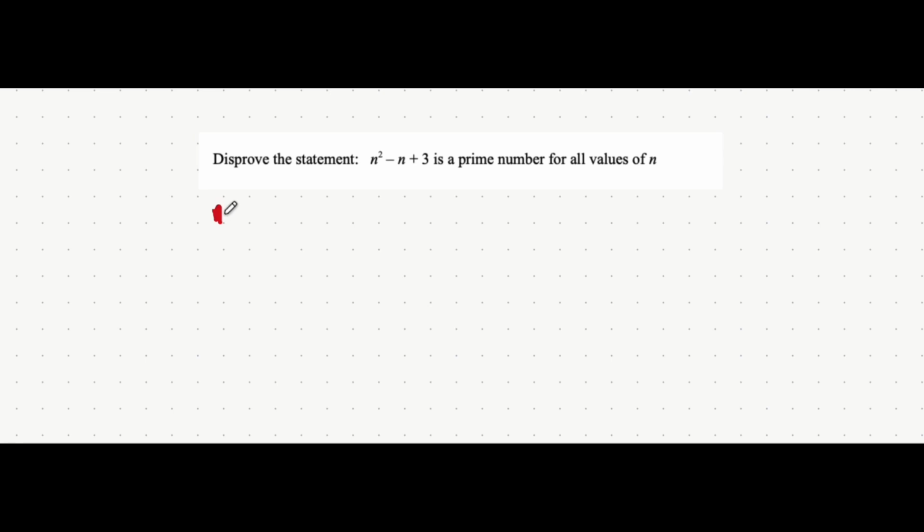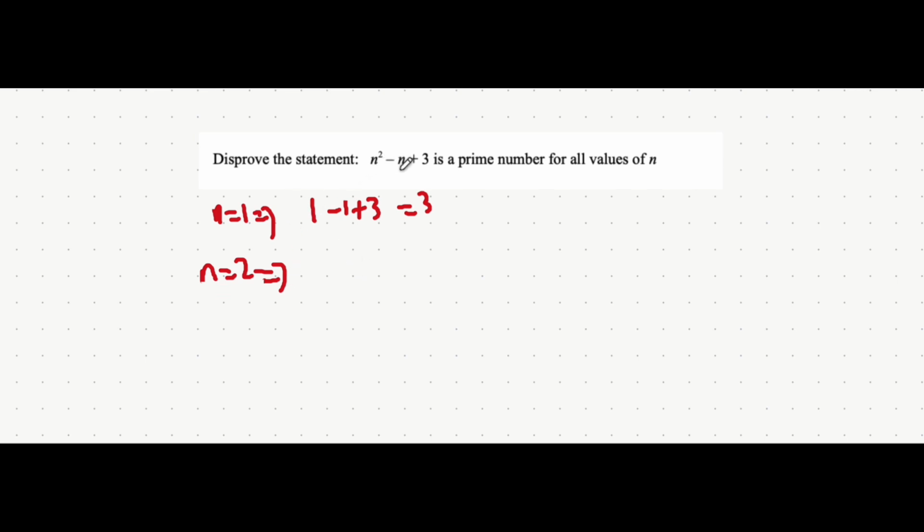So for example, if you put n equals 1 into this expression, we get 1 squared, take away 1 plus 3, which actually is a prime number, so that doesn't disprove the statement. What about n equals 2? Unfortunately, there's no fancy way of doing this. It's just substituting and then finding one that doesn't work.